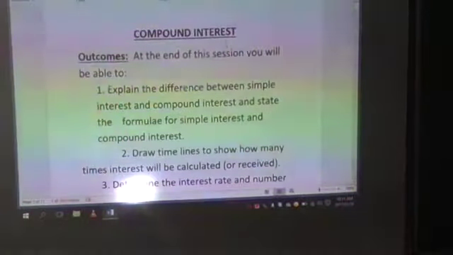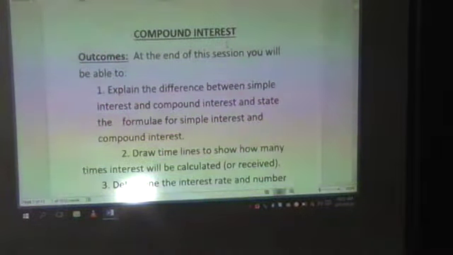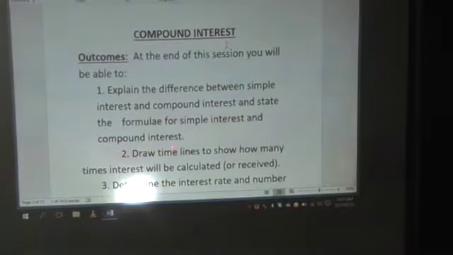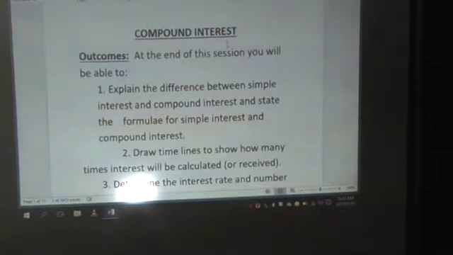As you can see, we are dealing with compound interest, and at the end of this DVD you will be able to explain the difference between simple interest and compound interest and state the formula for simple interest and compound interest.